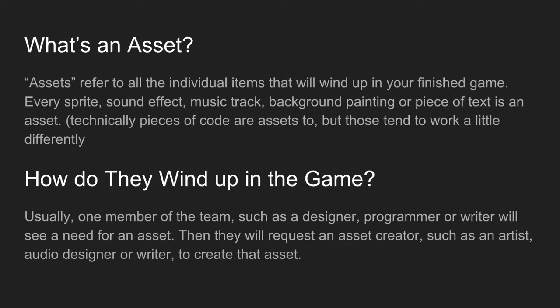An asset refers to any individual concrete deliverable item that winds up in the finished game file folder, right? Every file in the actual zipped executable that you're going to hand to your consumer is an asset. So this includes sprites, sound effects, music tracks, background paintings, pieces of text, dialogue. Technically speaking, each individual script is also an asset, but that gets handled a little differently. We don't really think of them as assets, even though they technically are.